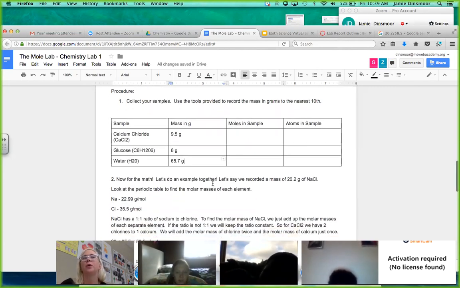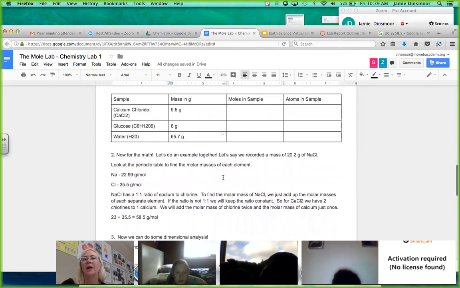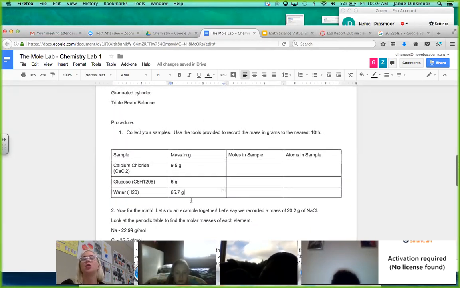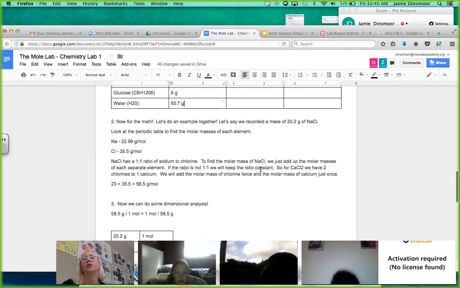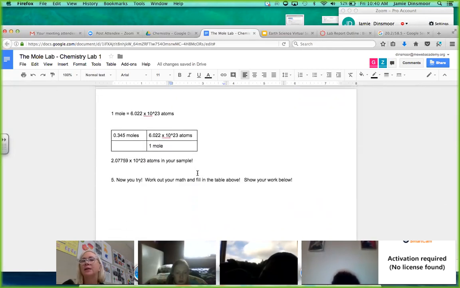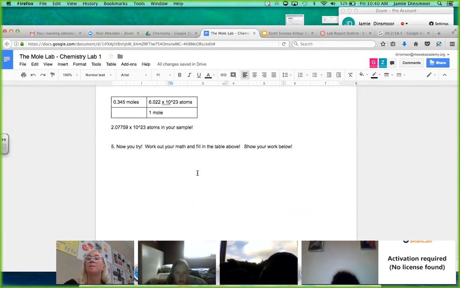Now what you guys are going to do to finish out this lab is do the math. You're going to convert your masses into moles and then into atoms, right? And you can always look down at the example here of how to do that. You're gonna show your work, right? You could either do it on paper and take a picture. That's totally fine. You can make a box like I did to set up the dimensional analysis in like a table. That's fine. However feels more comfortable to you.